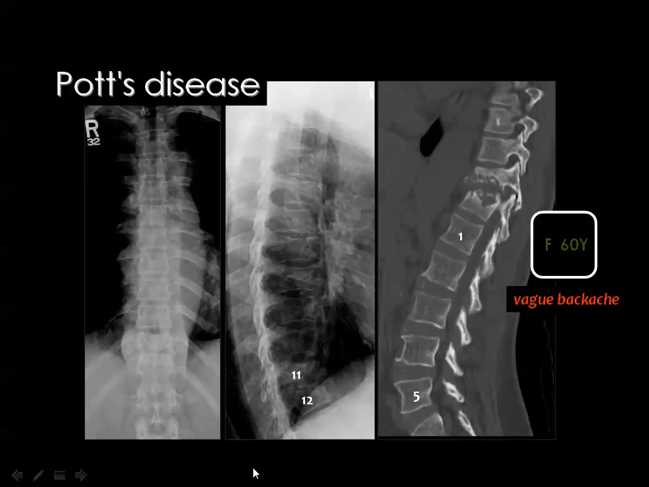This is well evident in the CT scan, sagittal reconstructed image, where you can appreciate the destructive changes in the vertebral end plates as well as the intervening disc. And if you look carefully in the frontal radiograph of the dorsal spine, you can see the paravertebral soft tissue component.